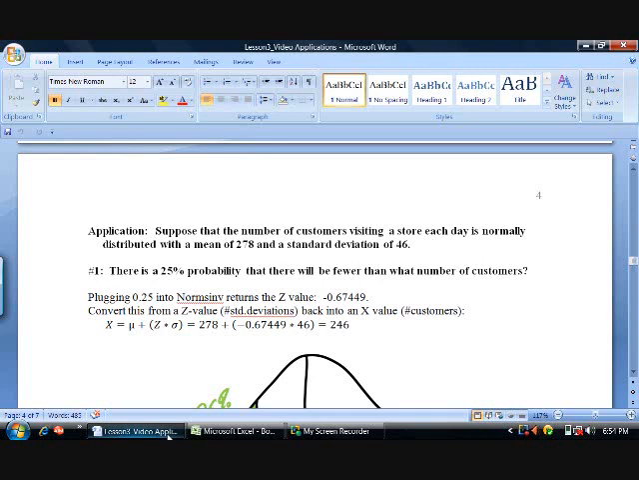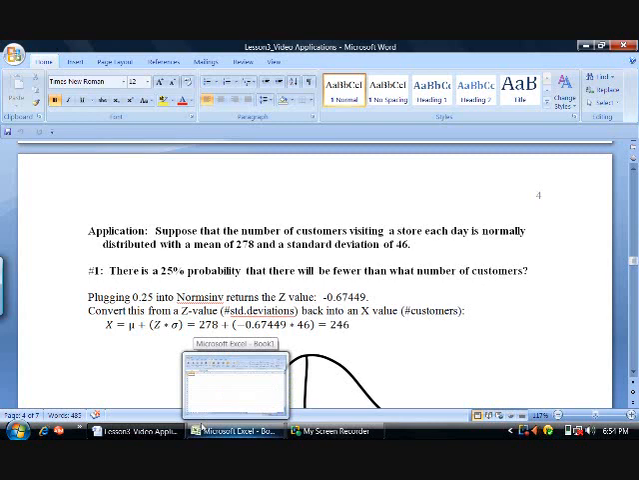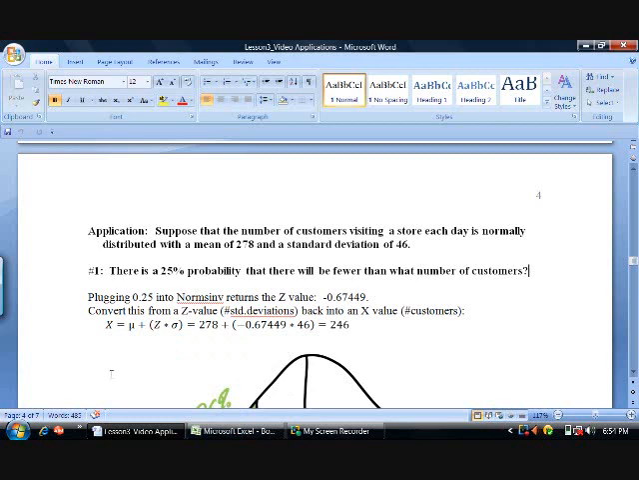Alright, first application. Now all of these are going to use these same numbers. Suppose that the number of customers visiting a store each day is normally distributed with a mean of 278 and a standard deviation of 46. Number 1. There's a 25% probability, 1 chance in 4, that there will be fewer than what number of customers?